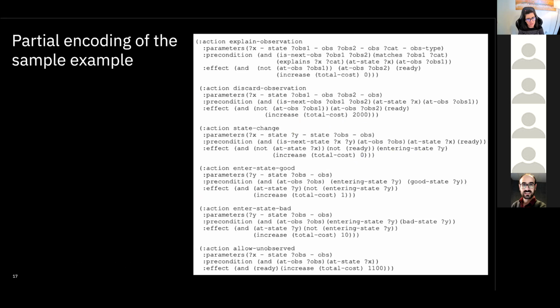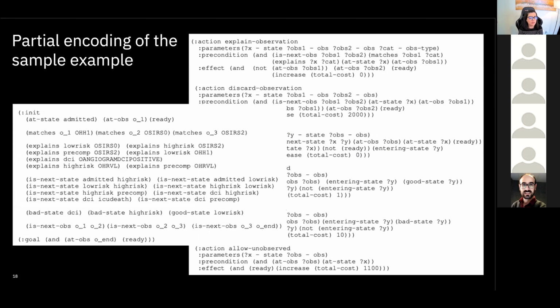Now, everything we describe in LTS++ is then automatically translated into PDDL. To do that, we have defined a fixed planning domain that's shown here, and then varied the planning instance based on the given LTS++ model. This planning domain contains 6 actions: explain observation, discard observation, state change, entering a state that's good or bad, and allowing a state to be unobserved. These are very generic actions that we define. Then based on the input written in LTS++, we generate these problem instances automatically.